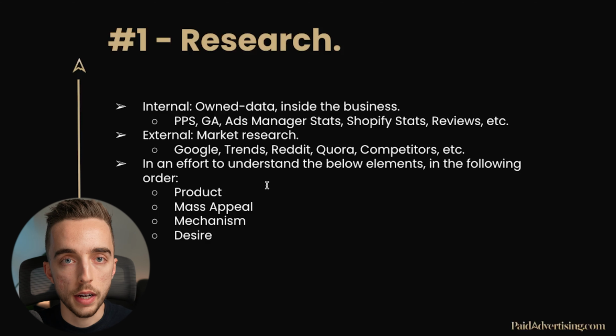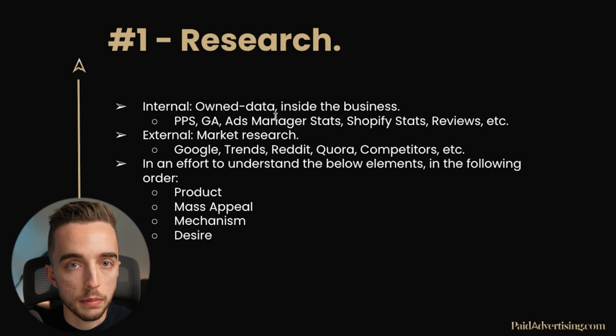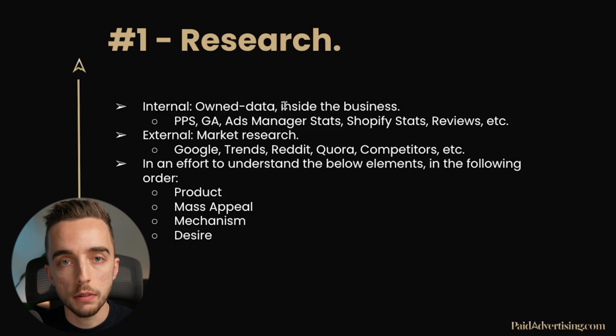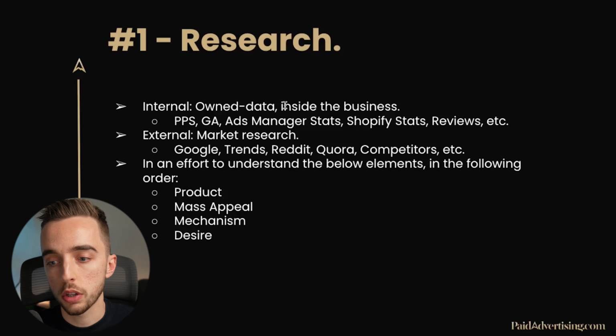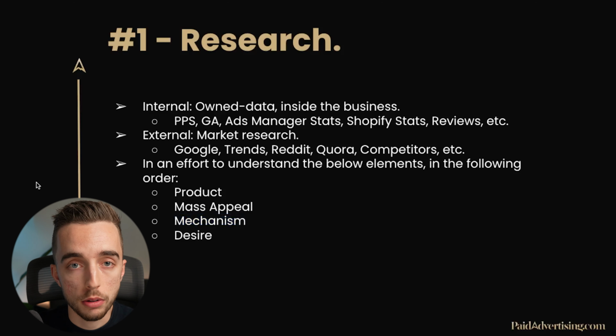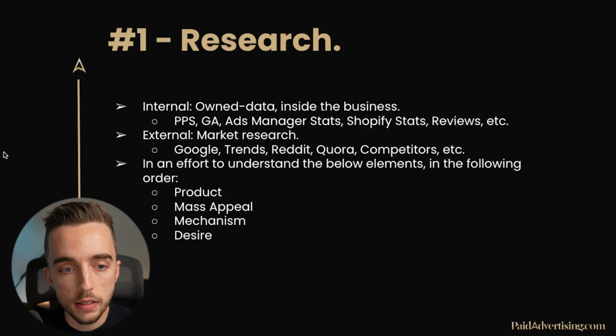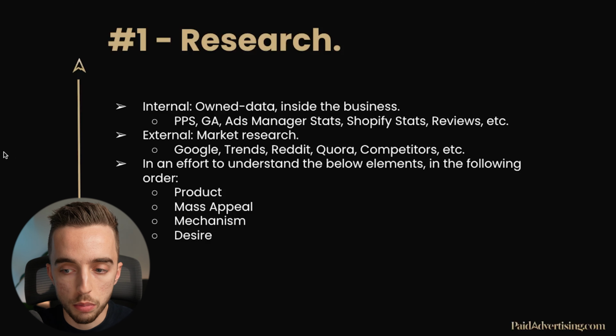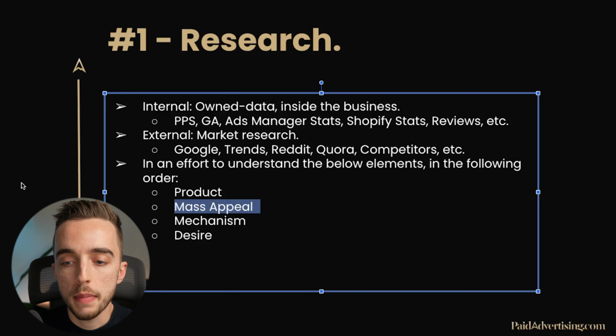First, the product itself. That could be the data: my best-selling products, the products that have the most returns in my store, the products that most often get bought together. What is the description of these products? What are the features? What are the mechanisms, as mentioned right here, of these products? What is unique about these products? I detail everything that I know from a description standpoint, as well as from a data standpoint, about these products. Then I get into the mass appeal of them.